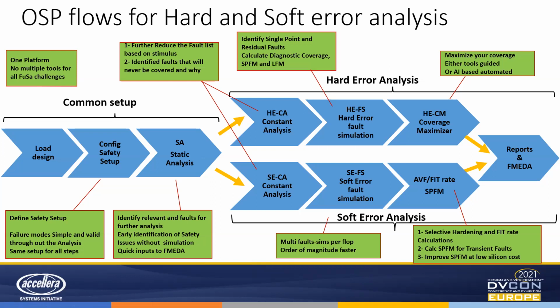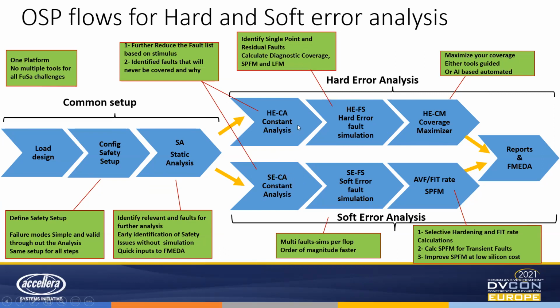Instead of that, we take the other approach where we decide upfront what the relevant faults are and then move ahead. So you can take one of these paths. If you are analyzing hard errors, take this path. And if you're analyzing soft errors, take this path. But all this is in a single platform. You set up once and then keep going.